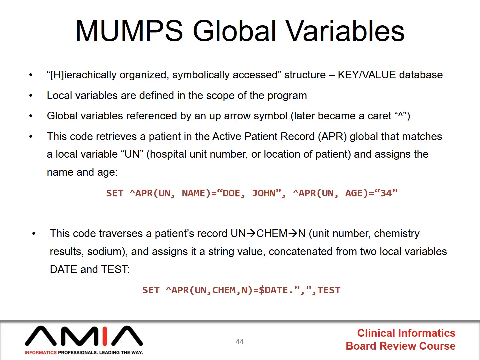So again, very similar to this idea of getters and setters and attributes and methods. If I wanted to update a specific chemistry panel, I'd find the patient by locating them according to their UN, find the test value by abbreviation, in this case chem, for example, for chemistry, and then traverse down to the result component, in this case N for sodium, and then I would assign it a string that includes the date, comma, and the test value. So that's what that last set statement is meant to do. Pretty cool stuff.